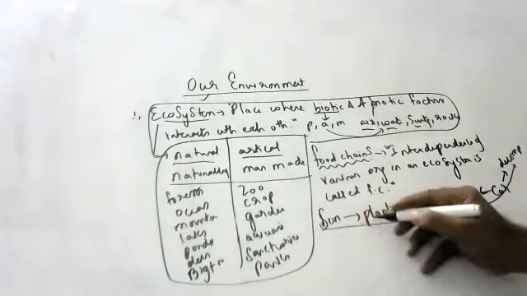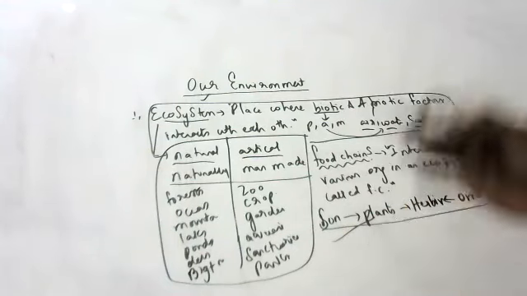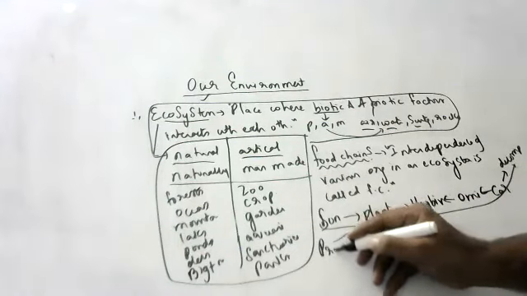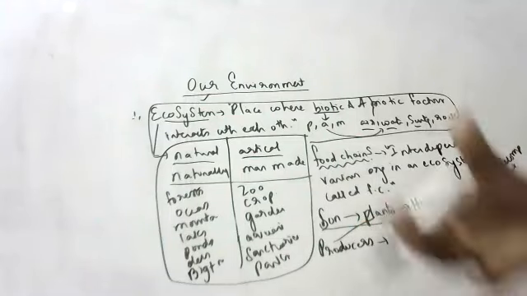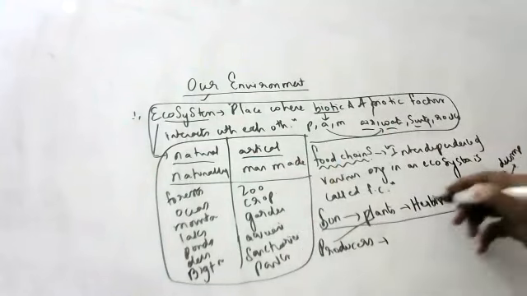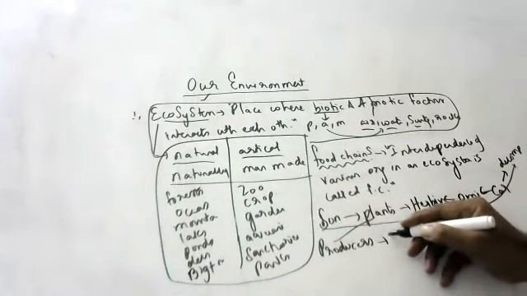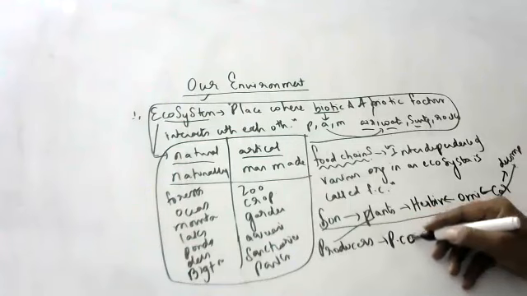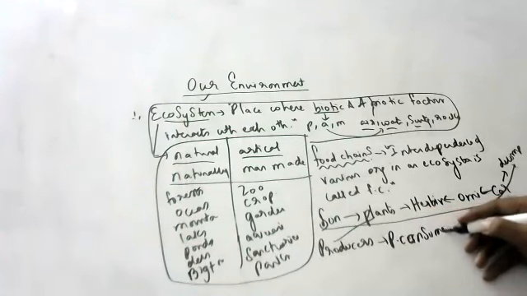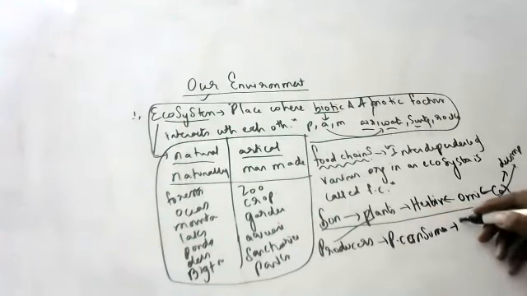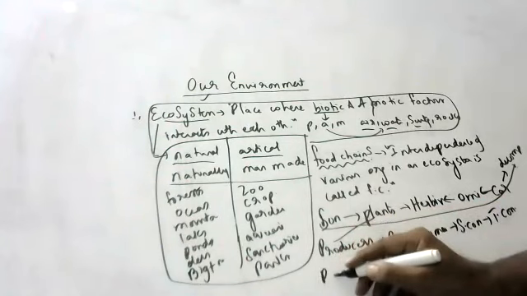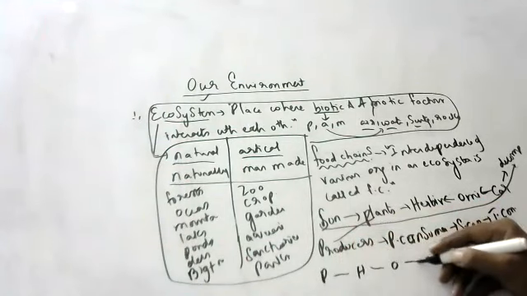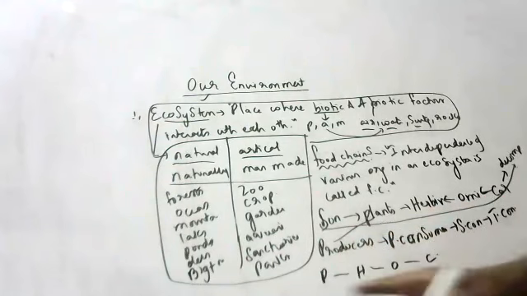In the food chain, plants are preparing energy using sunlight. That's why they are called producers. Herbivores are called primary consumers. Omnivores are called secondary consumers. And carnivores are called tertiary consumers. So, producers, herbivores, omnivores, carnivores. This is the food chain.